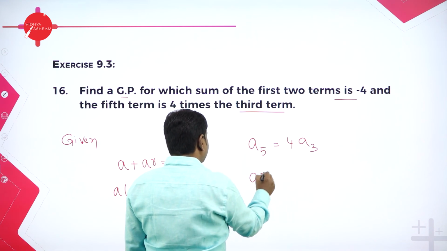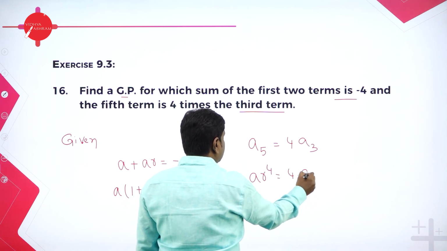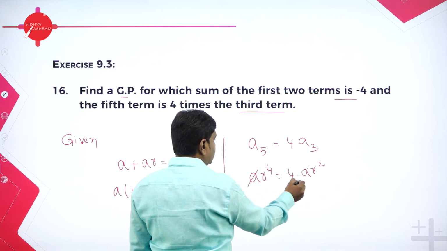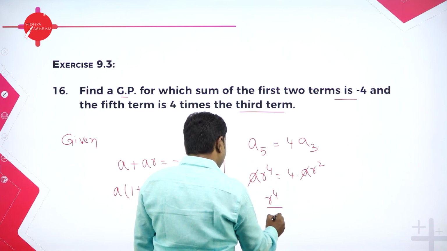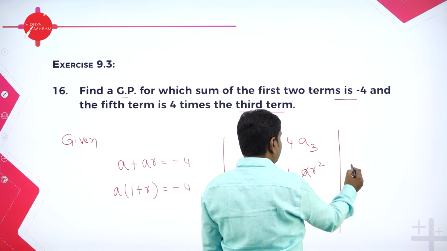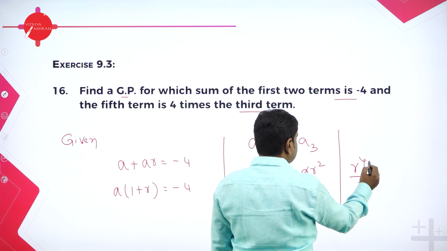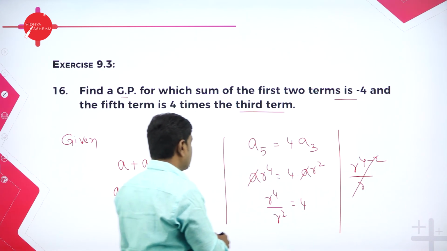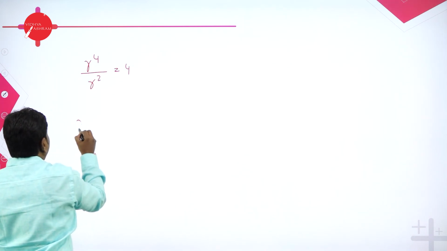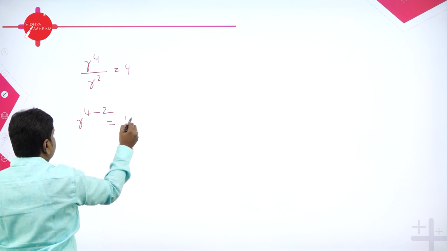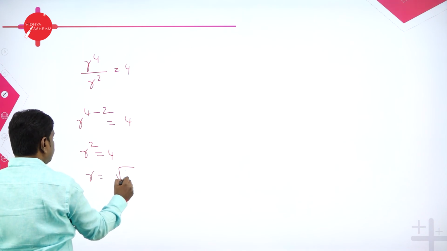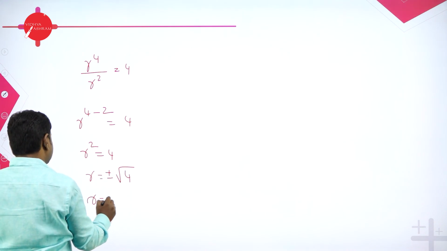And the 5th term, A5, is 4 times the 3rd term, A3. A5 means AR power 4. A3 means AR square. Now simplify this, I can cancel A and A and bring this side. R power 4 divided by R square is equal to 4. Further simplify, law of indices: R power 4 minus 2 is 4, R square is 4. R is root 4, plus or minus. R is plus or minus 2.